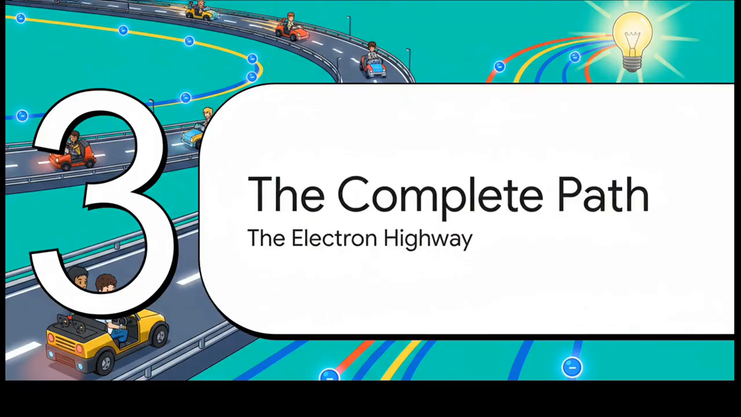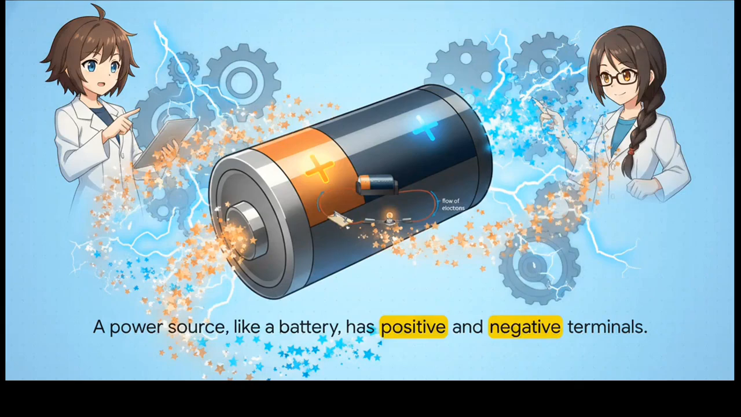So we've got our electrons, and we know we need to get them flowing as a current. But a flow to nowhere is pretty useless, right? For that current to actually do something, like power a lamp, it needs a complete path to travel on. You can think of it like an electron superhighway. The whole journey has to start somewhere. For us, it starts at the power source. A battery is the perfect example.